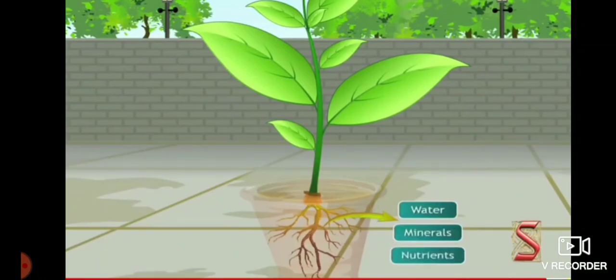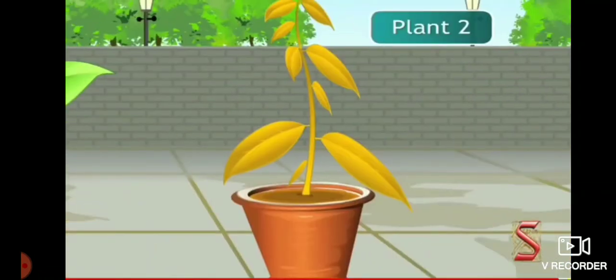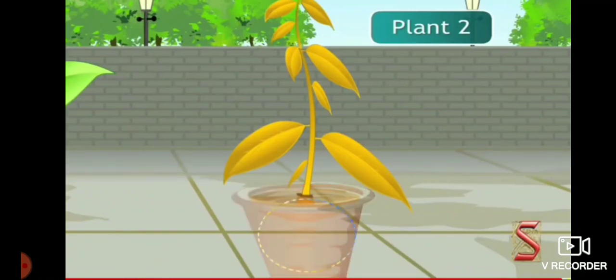Yes, plant 1 got water, minerals and nutrients from the soil through the roots. That's why it became healthy. But plant 2 doesn't have roots, so it didn't get water and minerals from the soil. That's why it became pale or it dried up. From this, we can understand that roots absorb water, minerals and nutrients from the soil.